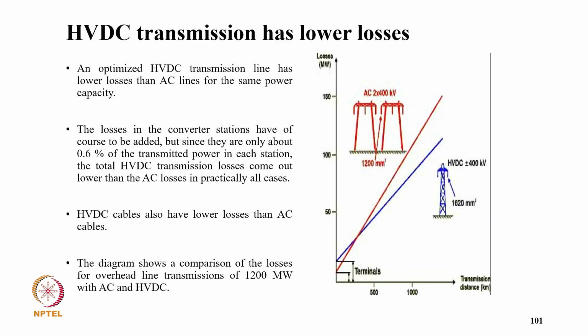Now coming to lower losses: an HVDC transmission line has lower losses than an AC line for the same power capacity. The losses in the converter station have, of course, to be added, but since they are only about 0.6% of the transmitted power in each station, the total HVDC transmission losses come out lower than AC losses in all cases. HVDC cable also has lower losses than AC cable. The diagram shows a comparison of the losses for an overhead transmission line of 1200 megawatt with AC and HVDC systems. So you can clearly see the losses in the case of the HVDC system are lower for a longer distance, more than 350 kilometers.